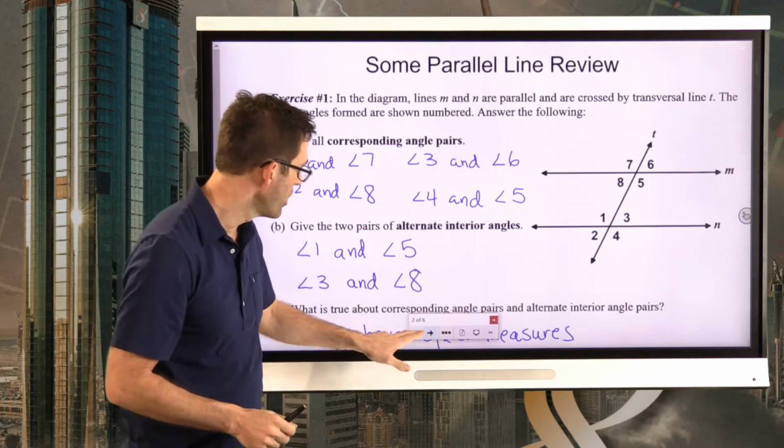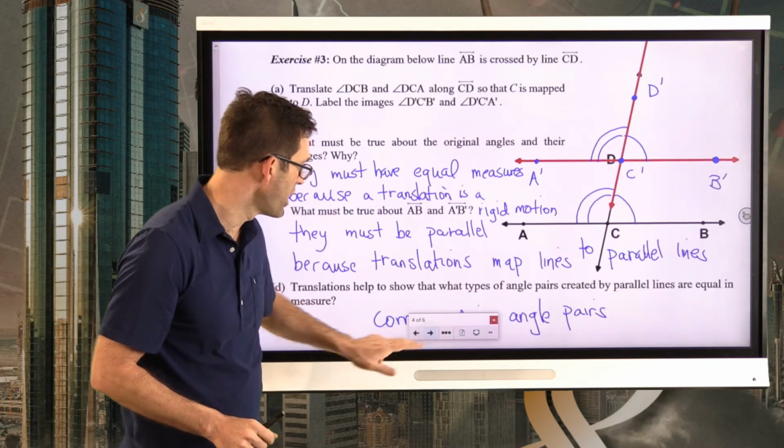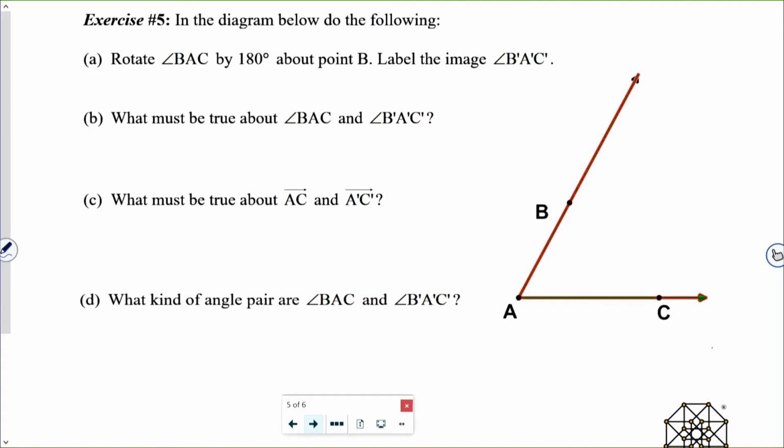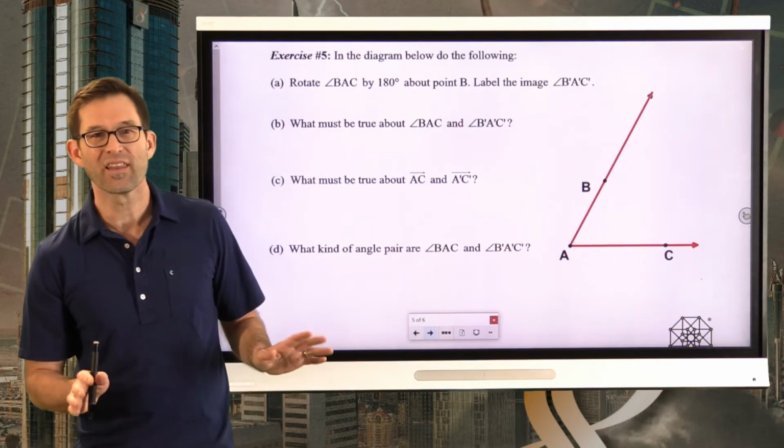Let's keep going, though, and see what else we can use rigid body motions to help think about. Let's take a look at exercise number 5. In the diagram below, do the following. Letter A, rotate angle BAC by 180 degrees about point B. Label the image angle B prime, A prime, C prime. All right, so again, I'd like you to do this with some tricks.